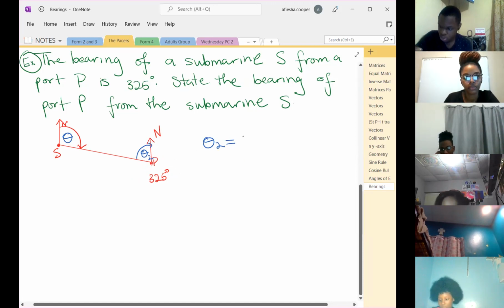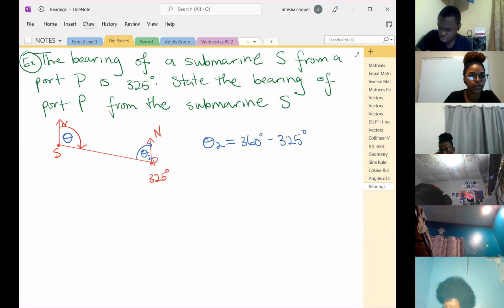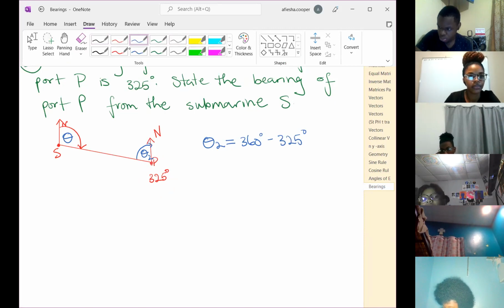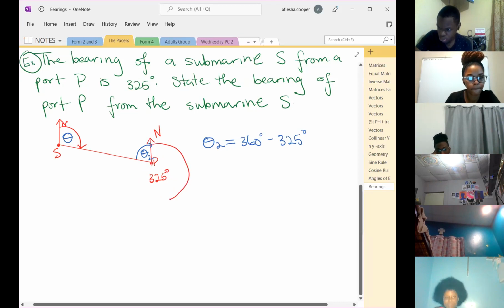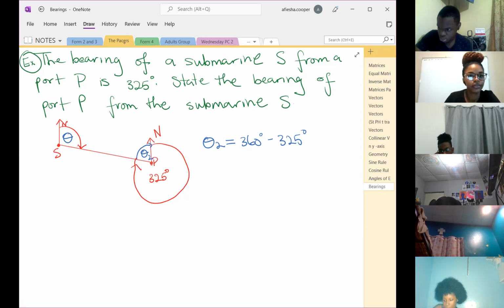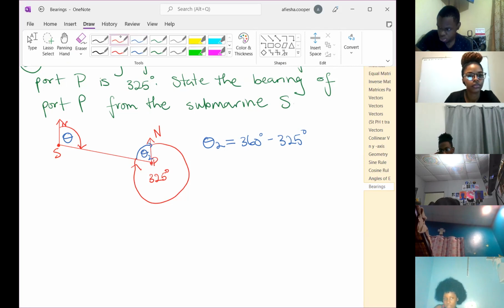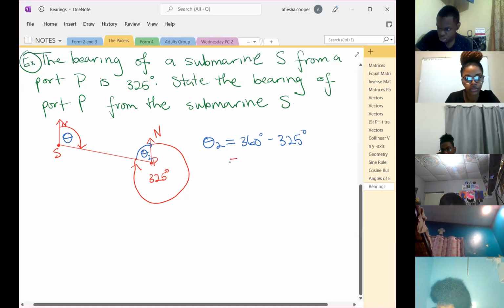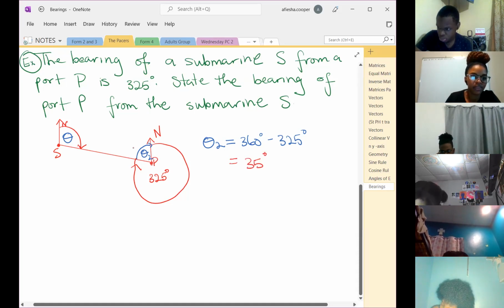360 minus 325. Very good, because that's one circle there. Right, which gives us how much? 35. So theta 2 is 35 degrees.